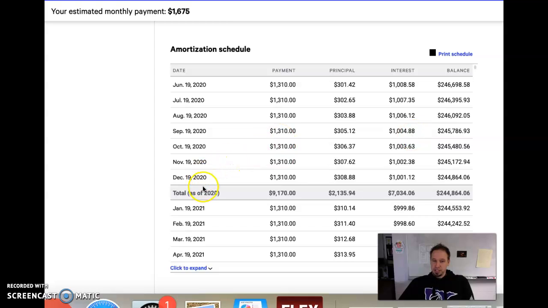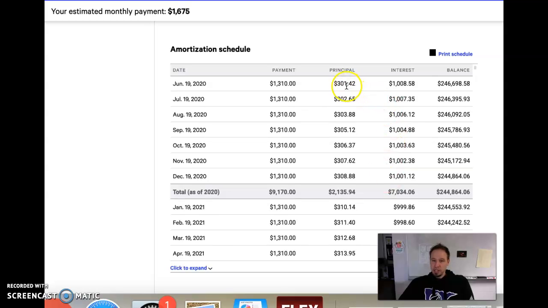So in the first year, all the way up to December of 2020, you will pay $7,000 in interest, and only $2,000 back towards your balance. So you can see this interest is going to add up really quick. And with every payment that you make going forward, your principal will grow and your interest will shrink. That's kind of important to know and understand.